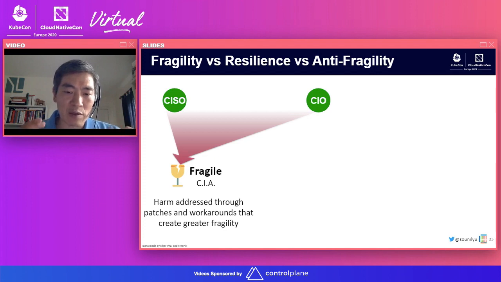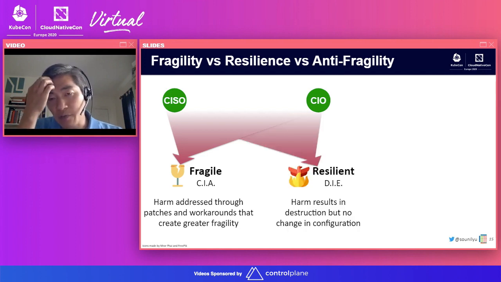And with respect to how we try to secure systems, oftentimes they're secured through patches and workarounds. And these sort of things actually end up causing even more fragility. Security oftentimes, as I mentioned previously, destabilizes our environments and creates more fragility. Let's suppose now the CIO wins. What we end up with here is what we consider to be a resilient system. When harm comes into the system, it may result in the destruction of that system, but that system can be recreated again pretty quickly. There's no change in the configuration. So if we practice our DIE concepts, we end up with what we would consider to be a resilient system.